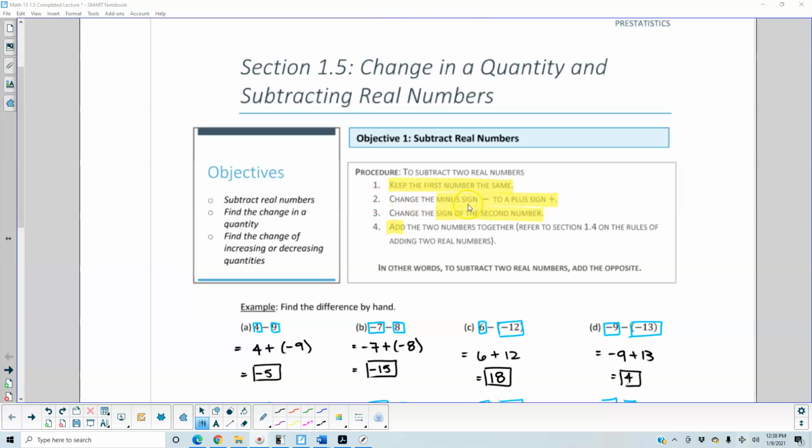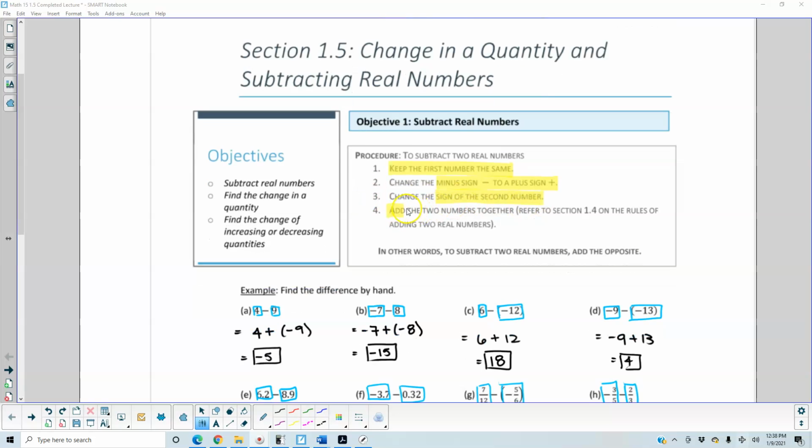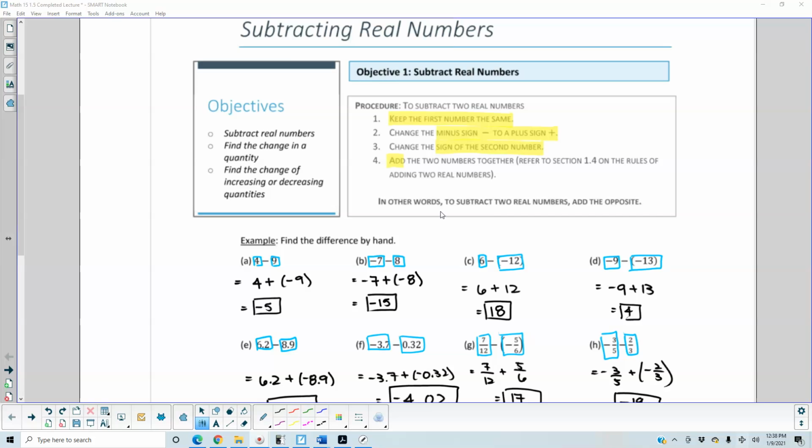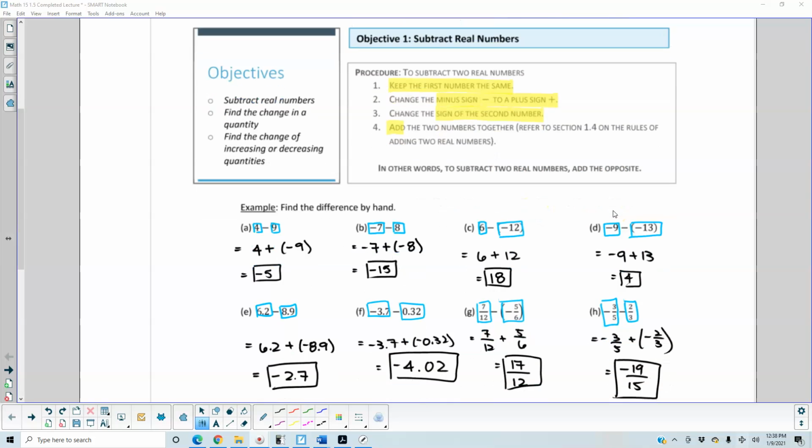Number 2, change the minus sign to a plus sign. Number 3, change the sign of the second number. Number 4, add the two numbers together and refer to section 1.4 on the rules of adding two real numbers. So in other words, to subtract two real numbers, you want to add the opposite.